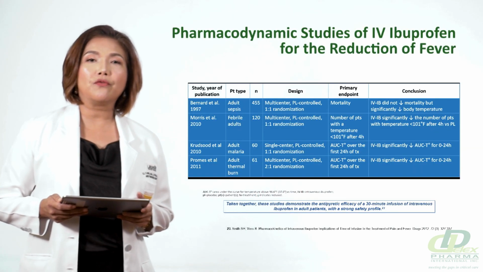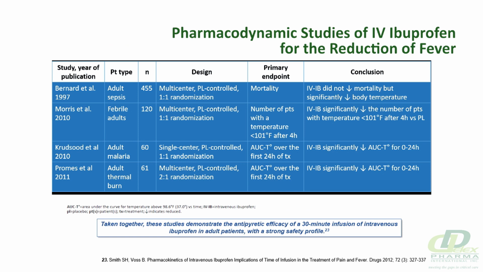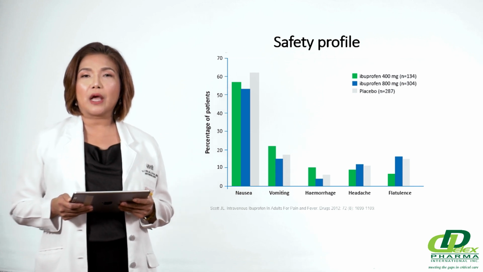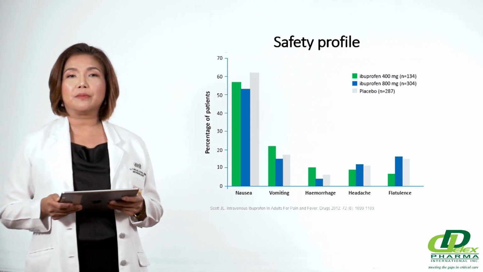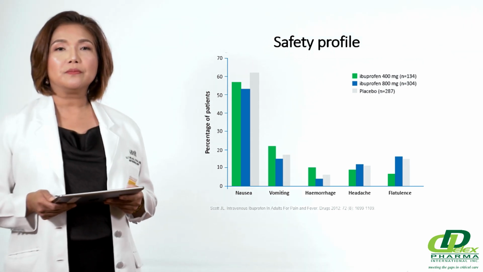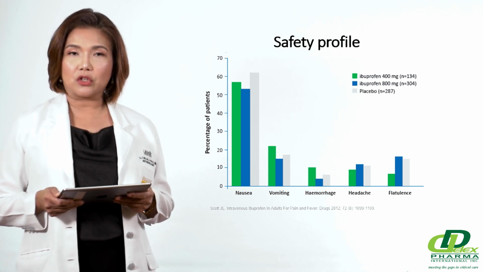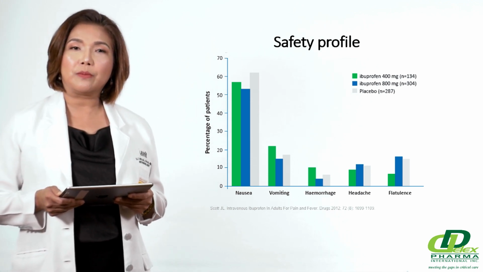Here is another summary of pharmacodynamic studies of IV ibuprofen for the reduction of fever, where all temperatures significantly decreased. Taken together, these studies demonstrate the antipyretic efficacy of a 30-minute infusion of IV ibuprofen in adult patients with a strong safety profile. This is a pooled analysis of treatment emergent adverse events comparing ibuprofen 400 milligrams, 800 milligrams, and placebo.